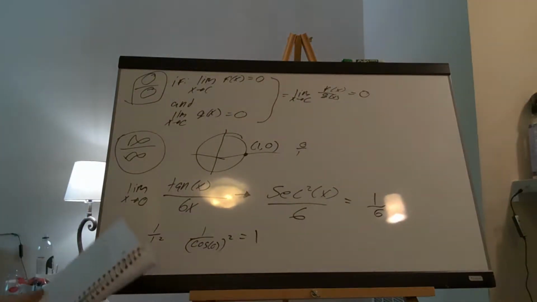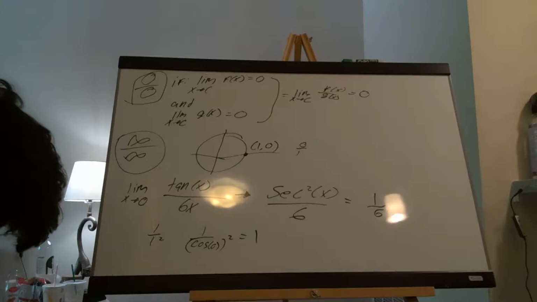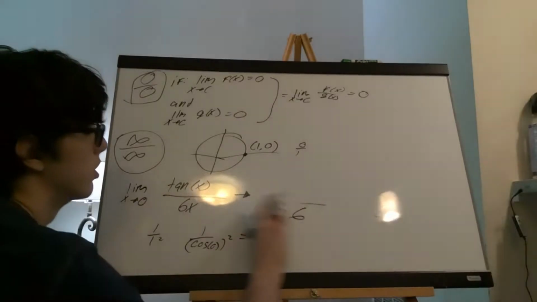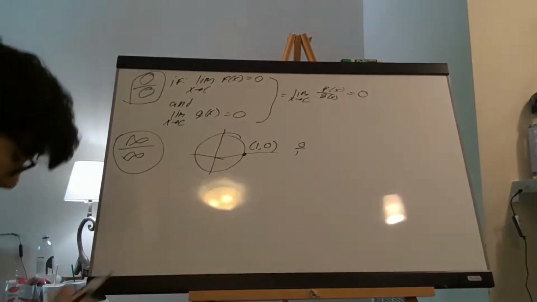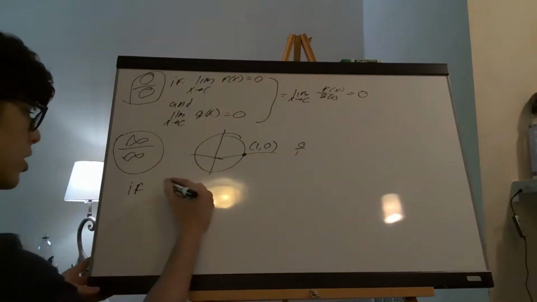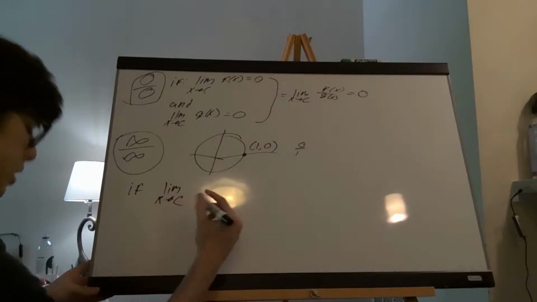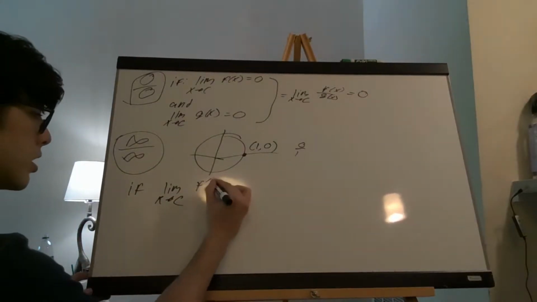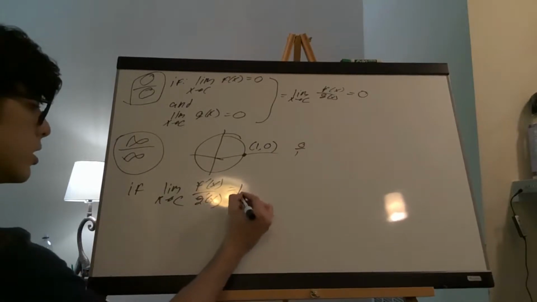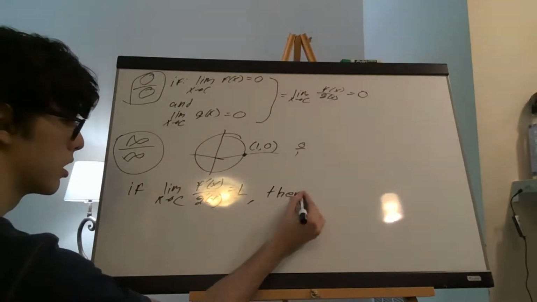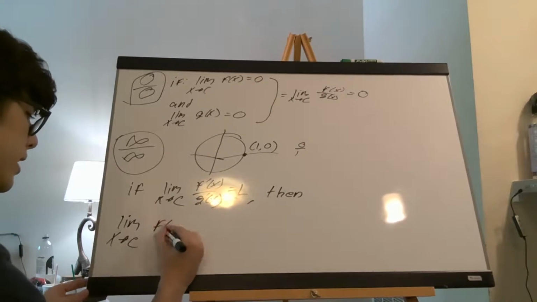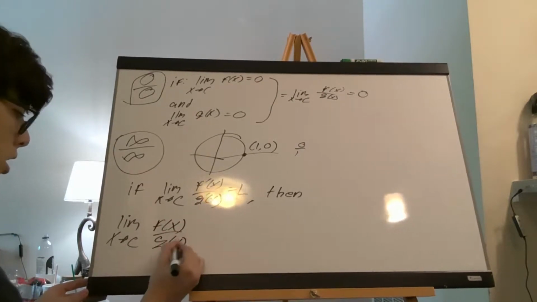And the reason this works is pretty simple. This theorem states that if the limit as x approaches c for f prime of x over g prime of x equals L, then limit as x approaches c for f of x over g of x also equals L.